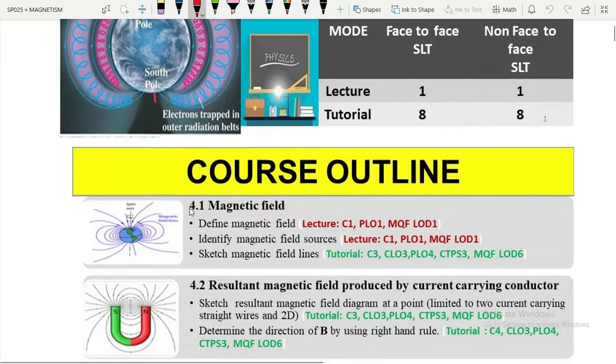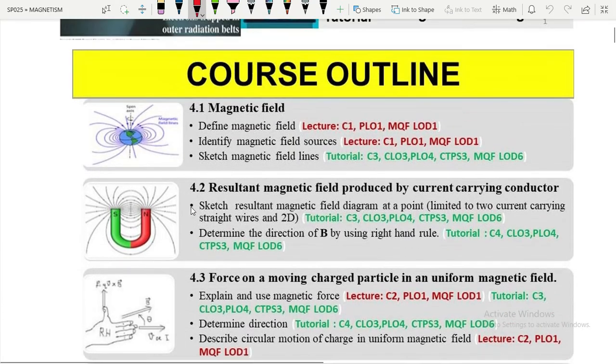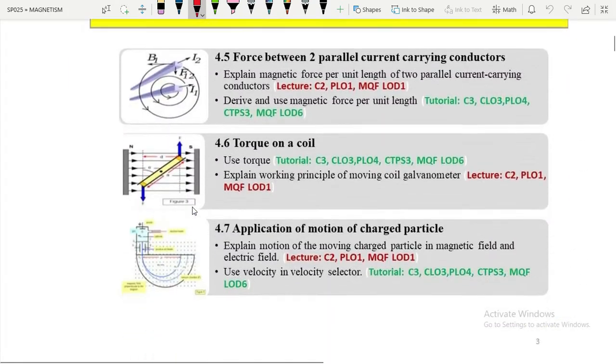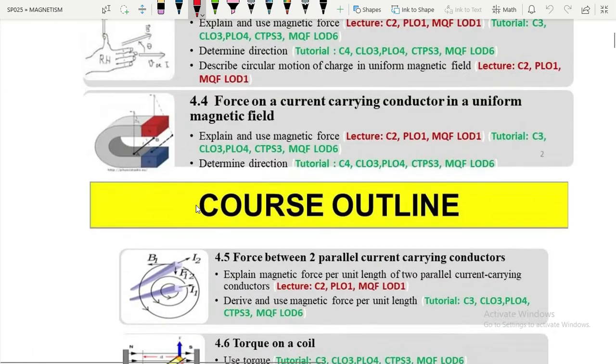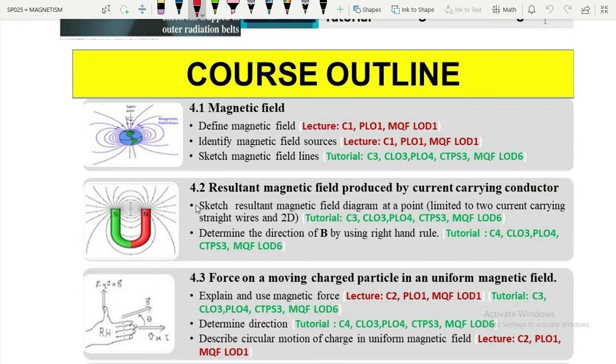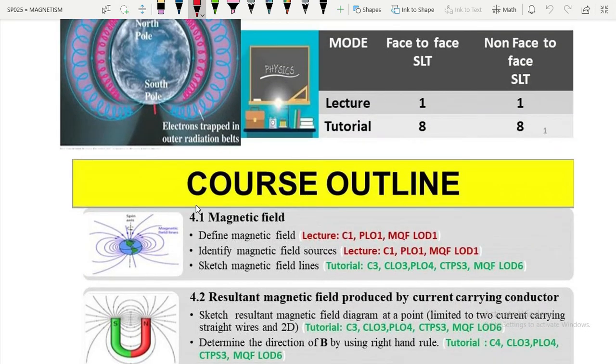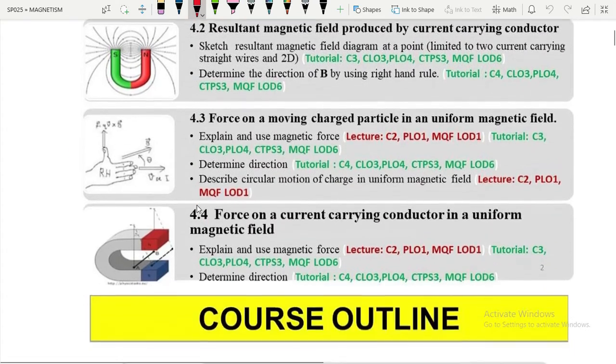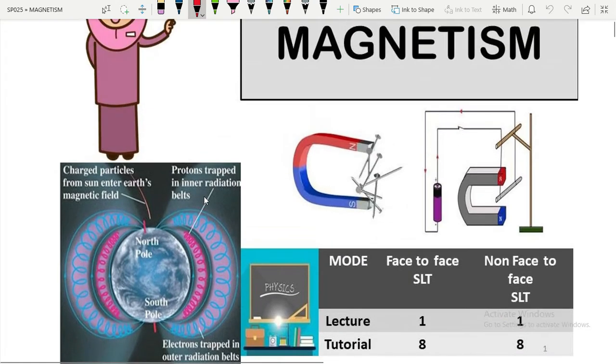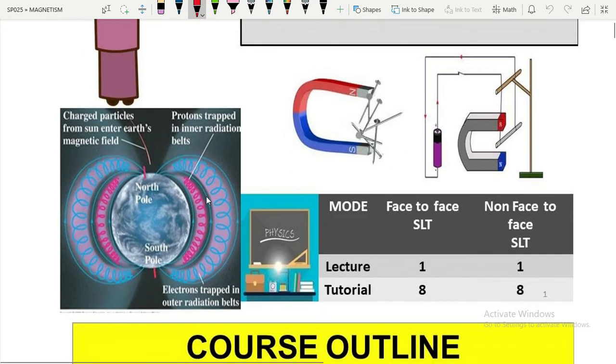Okay. So the course outline has 7 subtopics. It's rather long, so bear with me, insyaAllah. By the end of this topic you can have a rough idea what magnetism is all about.